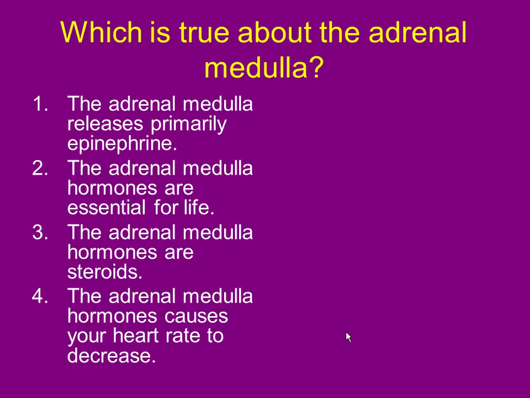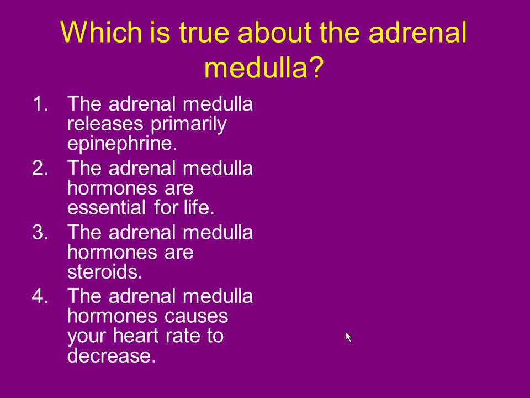Number 3, the adrenal medulla hormones are steroids. False. They're made out of tyrosine. What class are they? They're the amines. How about number 2? The adrenal medulla hormones are essential for life. You ever heard of anybody with adrenal exhaustion? It's a disease. Did they die? No. How do they feel, though? How would you feel if you had adrenal exhaustion? Tired all the time. You're just like, leave me alone, I just want to take a nap. So you can live without it.